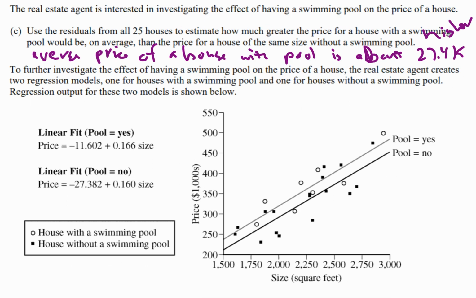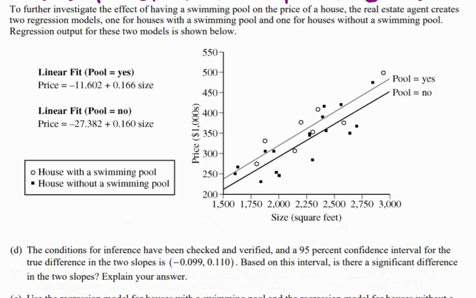All right. So now, to further investigate the effect of having a swimming pool in a house, the real estate agent creates two regression models. So what you'll notice is there's a regression model. This upper line is for the houses with a pool. That's that blue line. And the lower line, which I'll underline in red, is for the houses without a pool. And sure enough, the blue line looks like it's higher than the red line. So it looks like we have higher prices all along this predicted line. And you can just look at them to see that. The lines do look parallel.